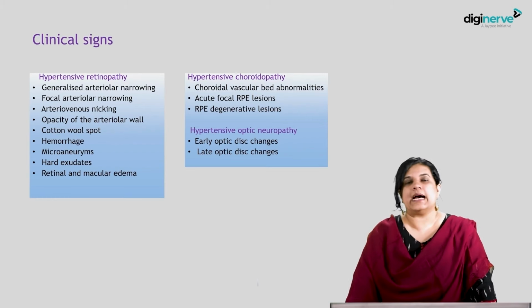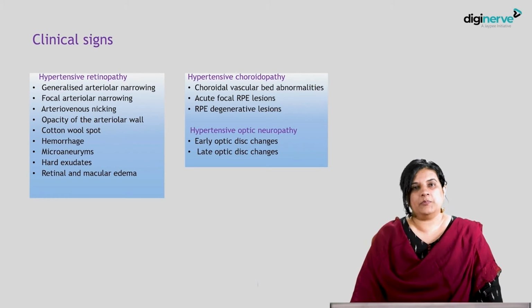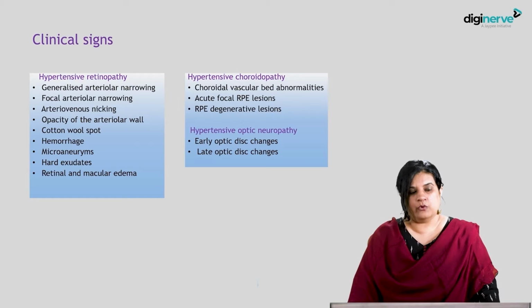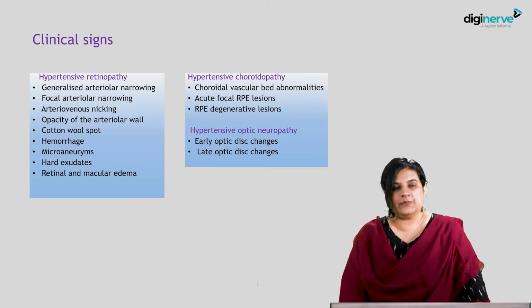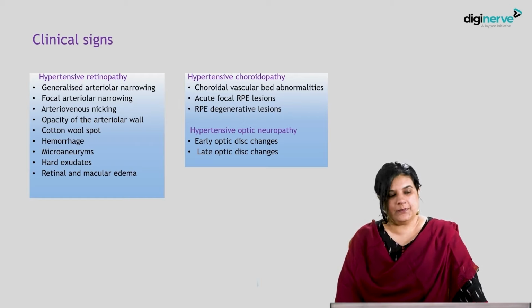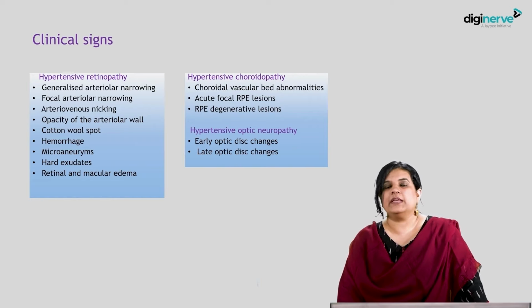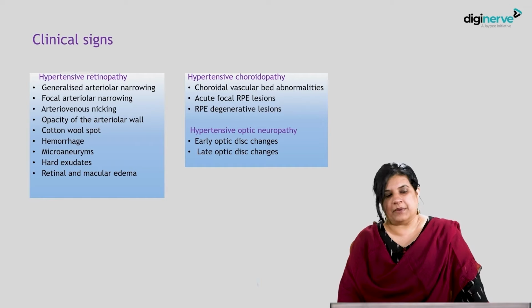The clinical signs that we will see in a patient with hypertensive retinopathy include generalized arteriolar narrowing, focal arteriolar narrowing, arteriovenous nicking, opacification of the arterial wall, cotton wool spots, retinal hemorrhages, microaneurysms in a few cases, hard exudates, and retinal and macular edema. In cases with malignant hypertension, we can also have disc edema.